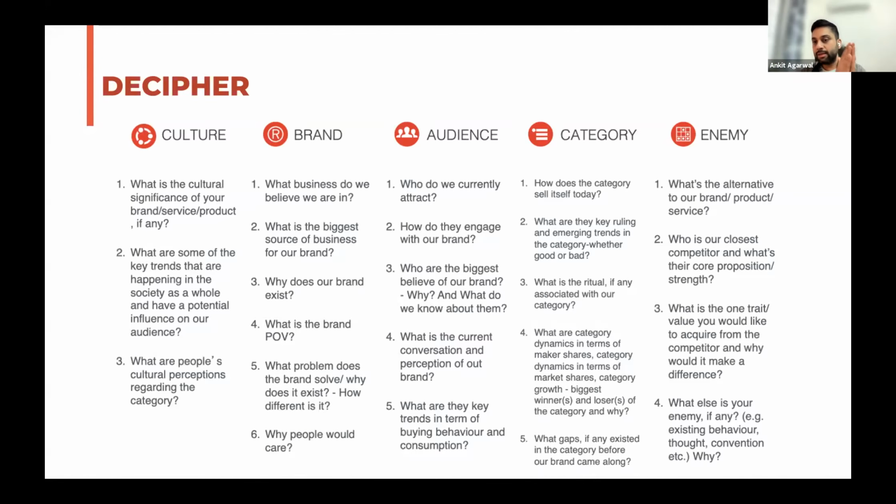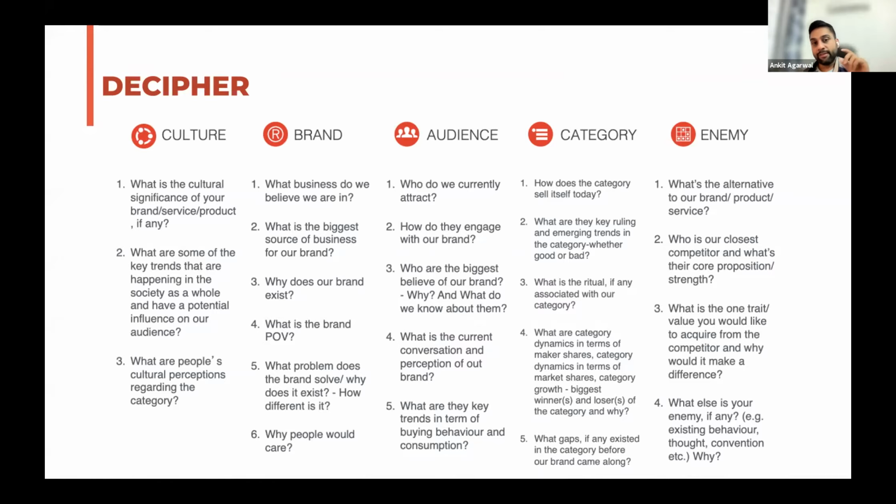But try to complete the entire 5 parameters as compared to completing one parameter and leaving the rest. Okay. And I'll give you an example of what it means. So under the culture piece, say, what is the cultural significance of your brand / service? Now, what you need to understand here is whatever you're producing as a brand, is there a cultural significance that you can relate the brand to?